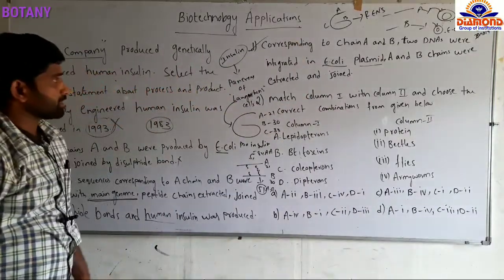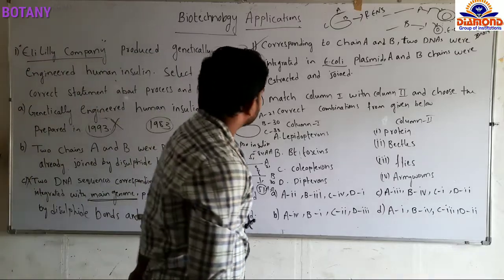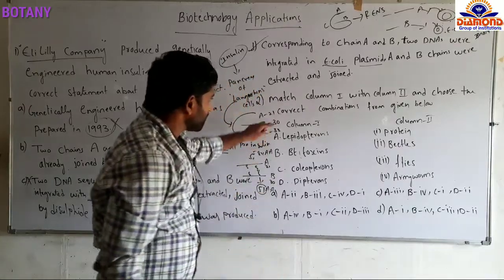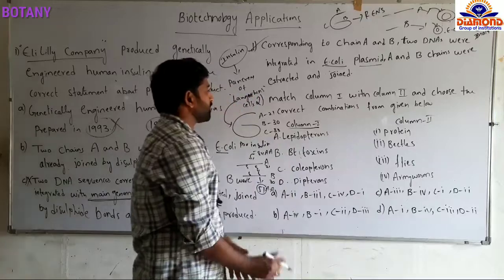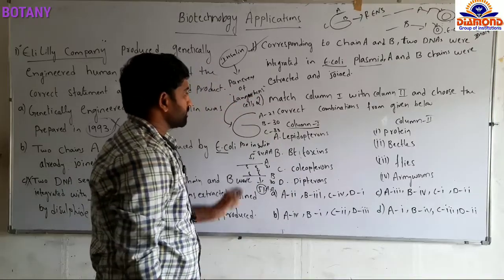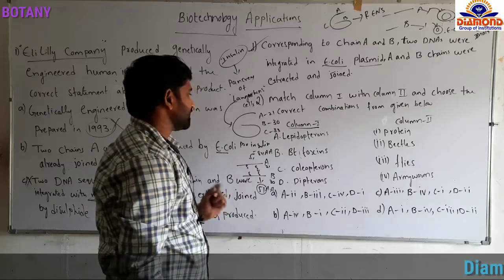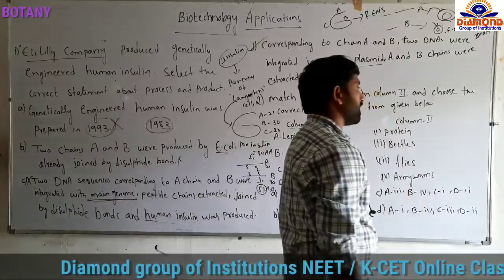Coming to the next one: match column 1 with column 2 and choose the correct combination from those given below. See here, column 1 has A lepidopterans, B BT toxins, C coleopterans and D dipterans. Column 2 has 1 proteins, beetles, flies and armyworms.